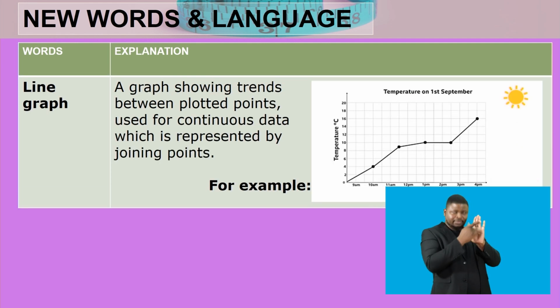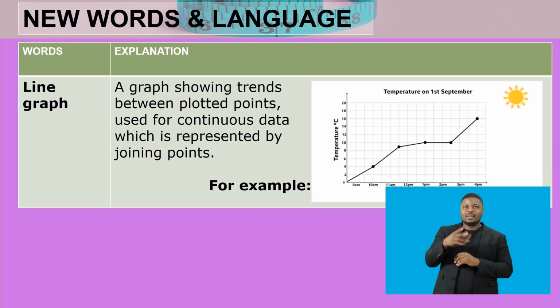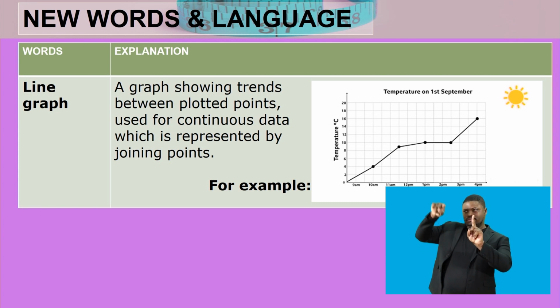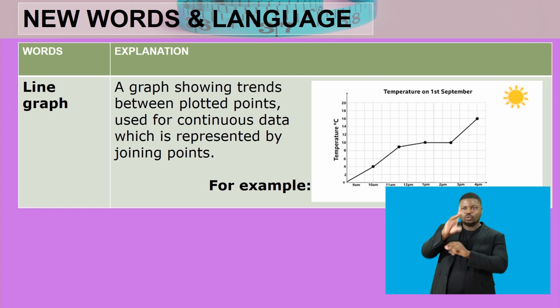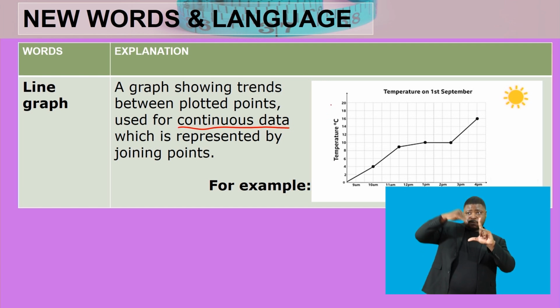We've got a line graph. A line graph is a graph showing trends between plotted points used for continuous data. So a line graph is used for continuous data, which is represented by joining the points. So you have different points there. For an example, we are given a line graph on temperature on the 1st of September. So we have our temperature in degrees Celsius as well as the time in hours.